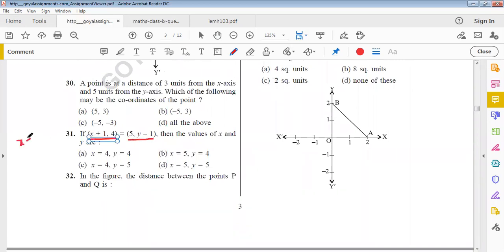See, x plus 1 is equal to 5, then x is equal to 4. And y minus 1 is equal to 5. Sorry, y minus 1 is equal to 4, then y is equal to 5. So it will be x value 4, y value 5. This is the answer. Okay, next.